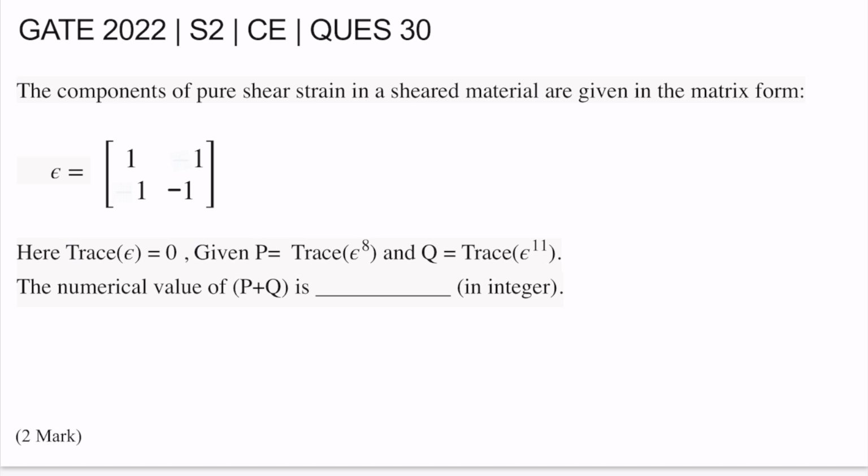Hello everyone, so today I'll be covering question number 30 of GATE 2022 set 2. The components of pure shear strain in a sheared material are given in the matrix form as this. So this is the matrix which is given to us.